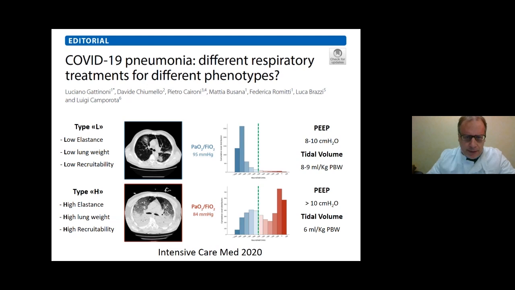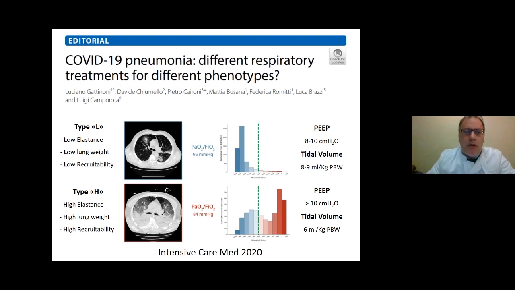These two patients have a very severe hypoxia. PF ratio is below 100 in both cases, but very different respiratory mechanics. Type L means low elastance, low lung weight. That means a small amount of not aerated lung tissue and low recruitability. Whereas type H means high elastance, high lung weight, and high recruitability.